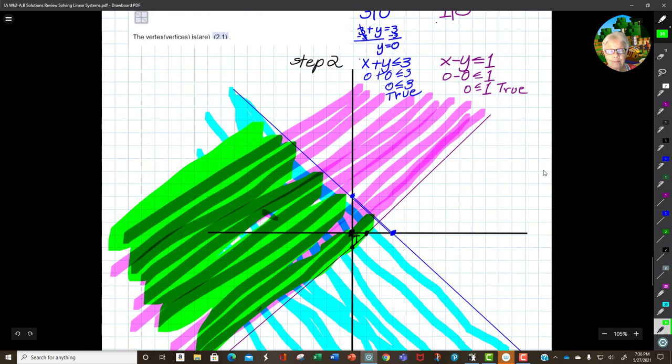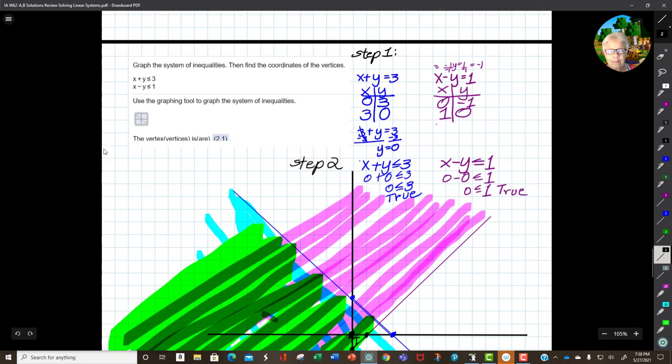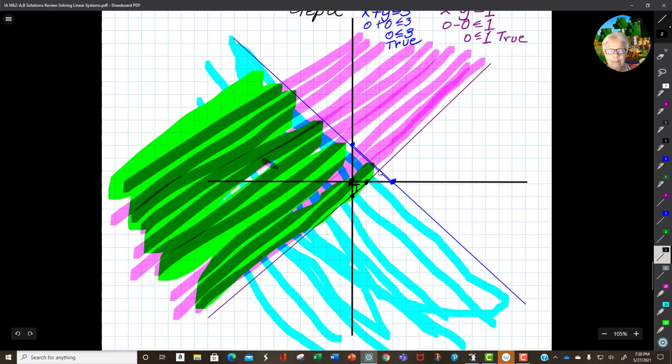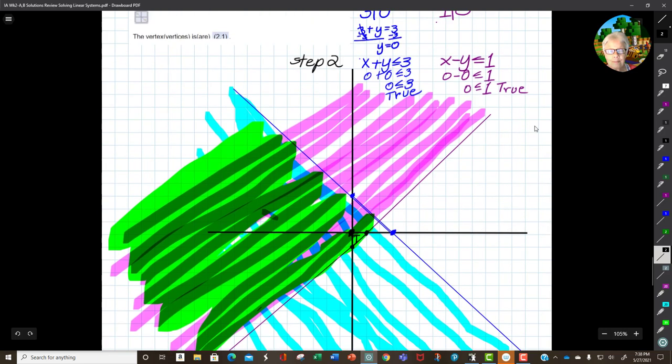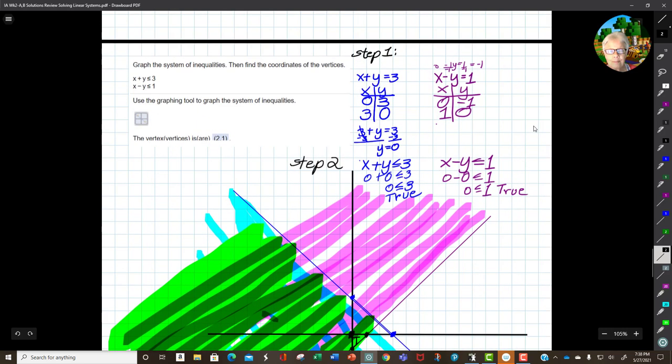Now all we need to do is find the point. Again, it was very exact, but if you're doing this by hand, it won't be that exact. So you're going to have to probably solve the system to find the point, the vertex, which when you only have two lines, that's the vertex. When you get three lines, three inequalities, it can be a little more work, more vertices. Can be.